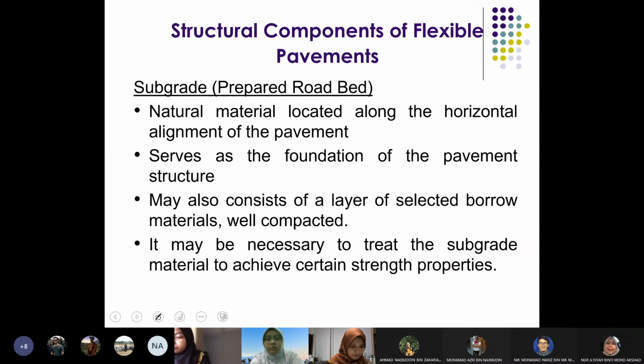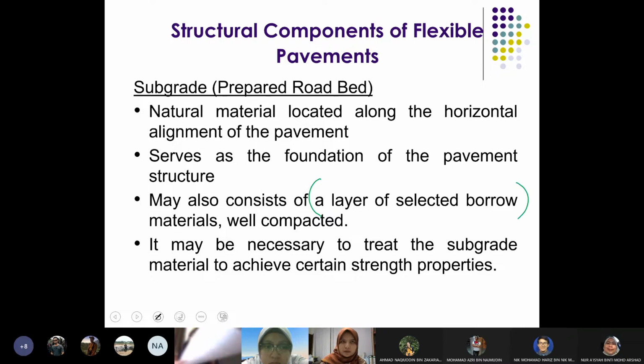Okay, so this is the subgrade layer, yang paling lowest layer tadi. Right. This is what we call as prepared road bed. It is a natural material along the horizontal alignment of the pavement. It is served as a foundation. So di permukaan tanah bawah sekali. Right. And also, okay, you need to bear in mind, dia juga boleh, kita boleh pinjam daripada tempat lain.